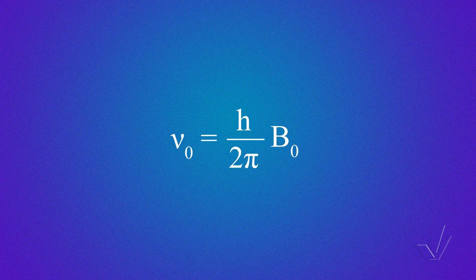To detect this energy splitting, an electromagnetic radiation of frequency nu should be applied, resulting in an energy absorption that is the phenomenon of resonance. The necessary condition for this quantum and resonant transition in terms of frequency is given by this equation, where the frequency depends directly on the external field B0.